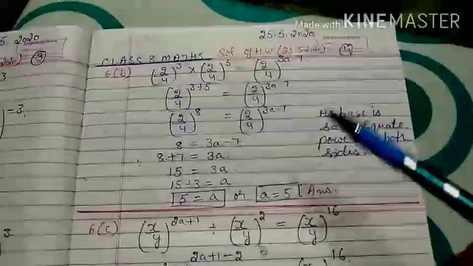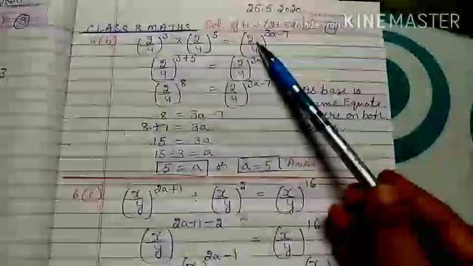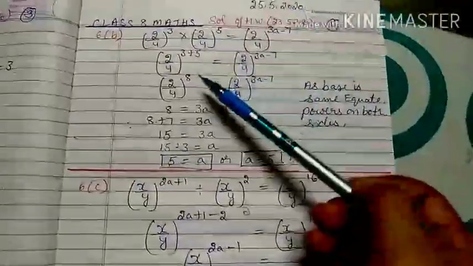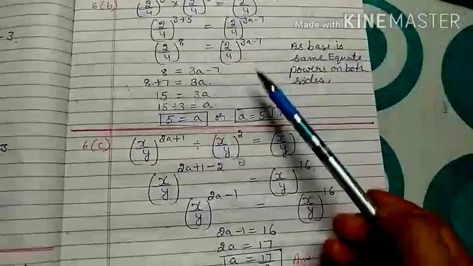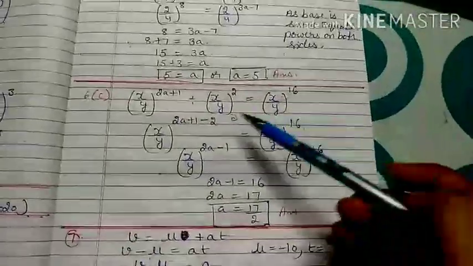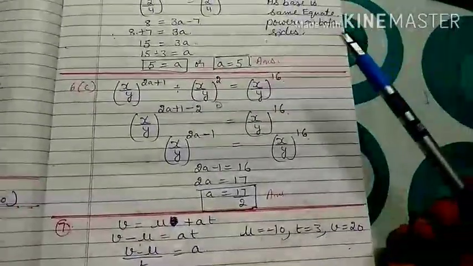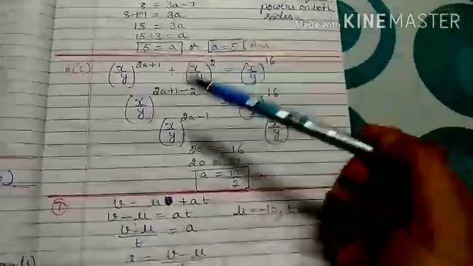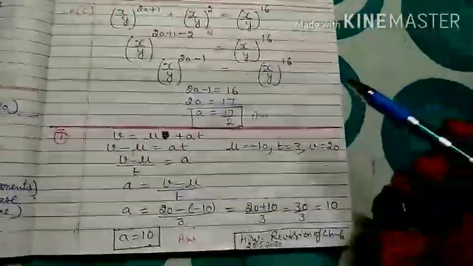Similarly, 6th question B part, 2 by 4 cube, 2 by 4 5 is equal to 2 by 4 3a minus 7. Here is a single term, but here is not a single term. Base is same, power is added, 2 by 4 raised to power 8. Now we ignore the base, just equate the power. 8 is equal to 3a minus 7. My required answer a is equal to 5. Now your 6th question C part also, x by y 2a plus 1 divided by x by y 2 and x by y raised to power 16. Here also we have to make a single base. If division sign is there, power is subtracted. 2a plus 1 minus 2. Now ignore the base, just equate the power. My a value is 17 by 2.